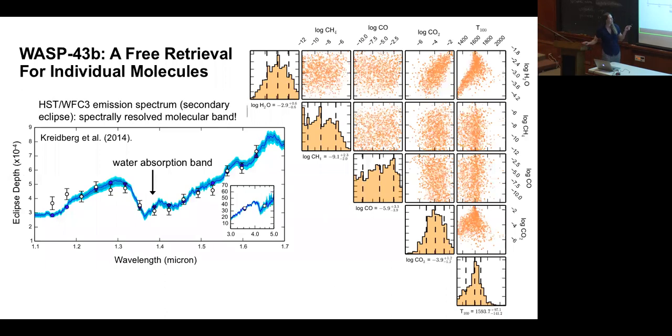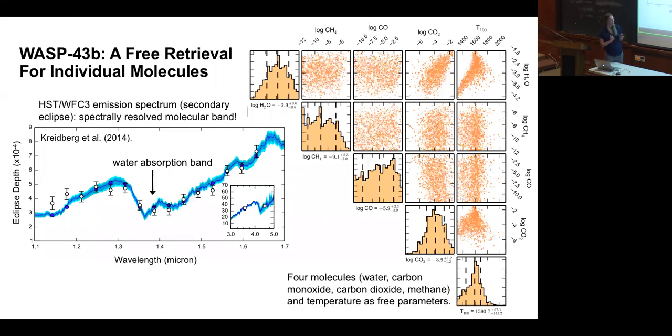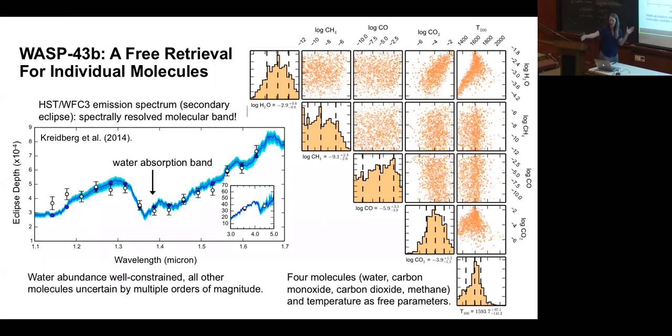So the main thing that you see here is a water absorption band in this planet's emission spectrum. And so then you can do a fit where you allow the abundances of water, carbon monoxide, carbon dioxide, and methane all to be free parameters. And what you see is that many of these molecules are very poorly constrained by the data. The only exception to that is water. So from these data, you can infer the water abundance to within an order of magnitude, but all the other molecules span many orders of magnitude.